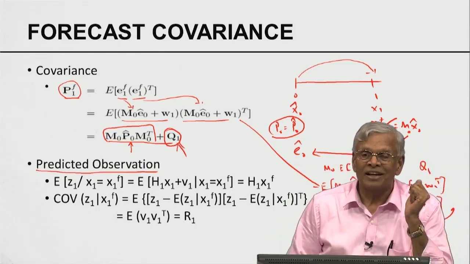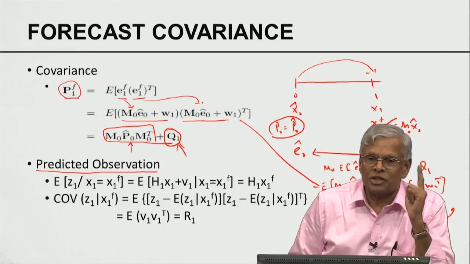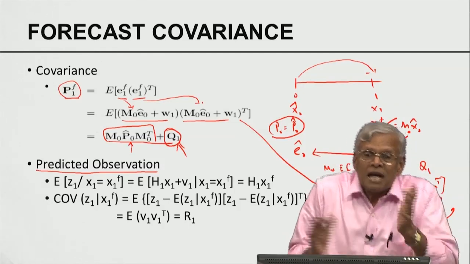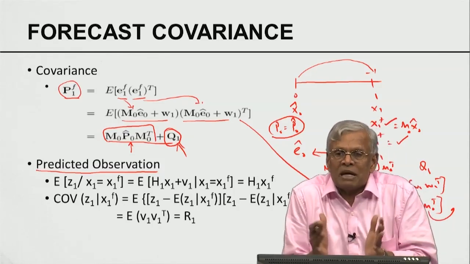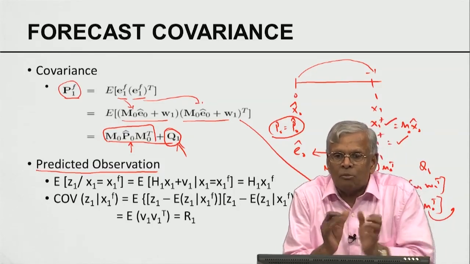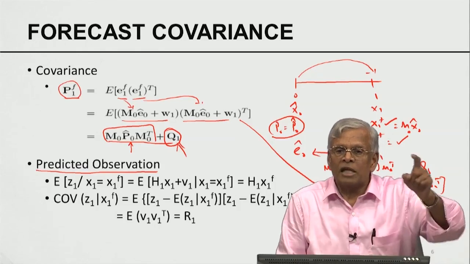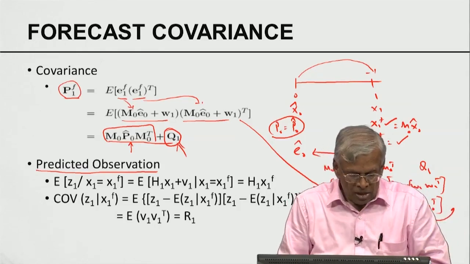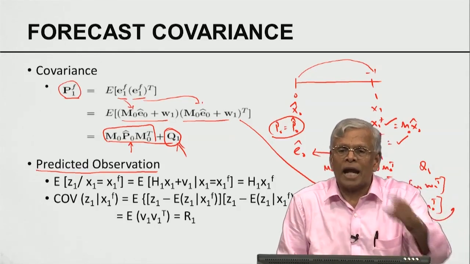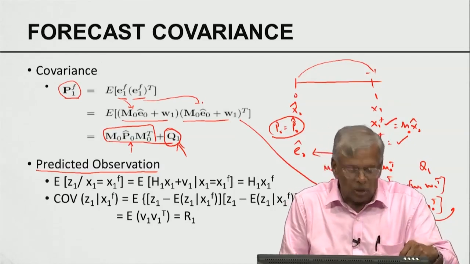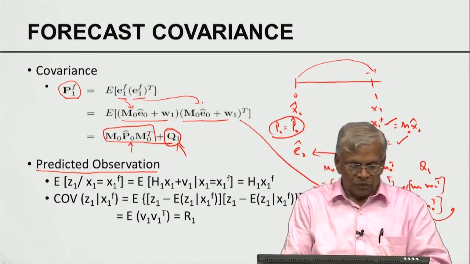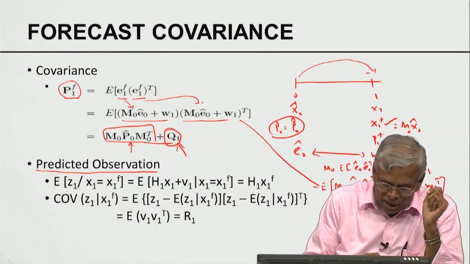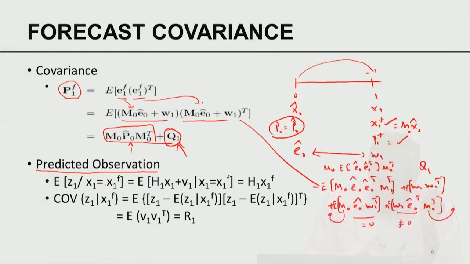Once I have a forecast, I can create mischief. What is the mischief? A forecast is the best estimate I can have of the state at time 1. I have the forward operator. Now I can use the forward operator and the predicted state to create what is called the model predicted observation. So that's what it is. What is the expected value of Z1 given X1 is equal to XF?